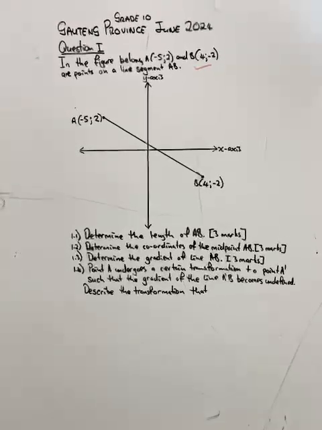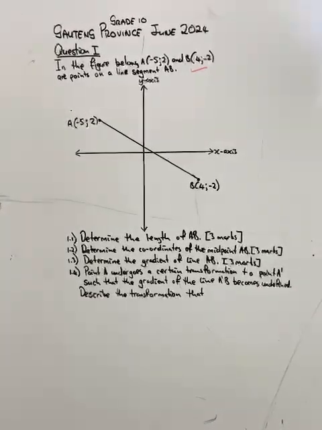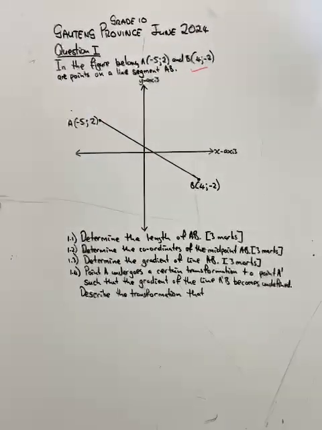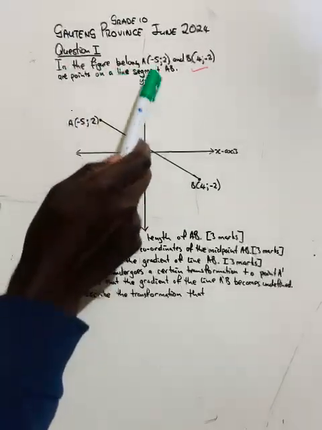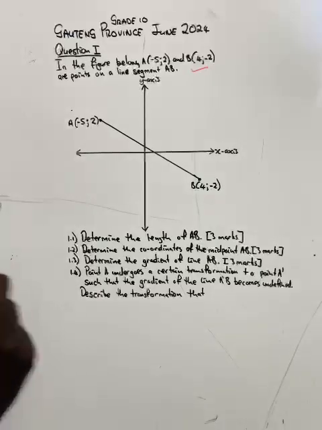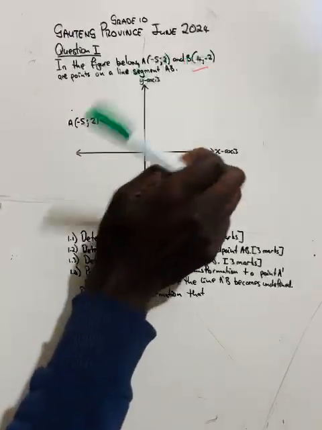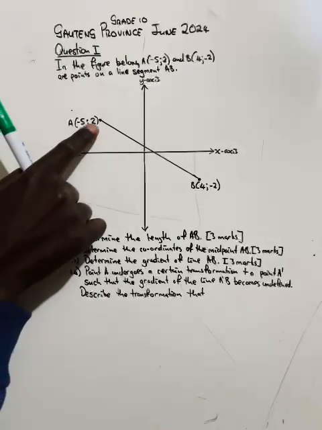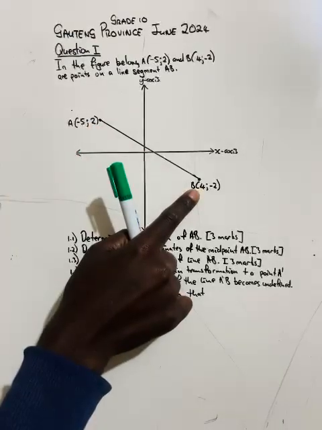All right, welcome back. Today we're going to deal with a past exam paper which was written in the Gauteng province, June 2024. Question 1 was about analytical geometry. It read as follows: in the figure below, A and B, with their coordinates provided, are points on a line segment. So this is point A and this is point B, right?